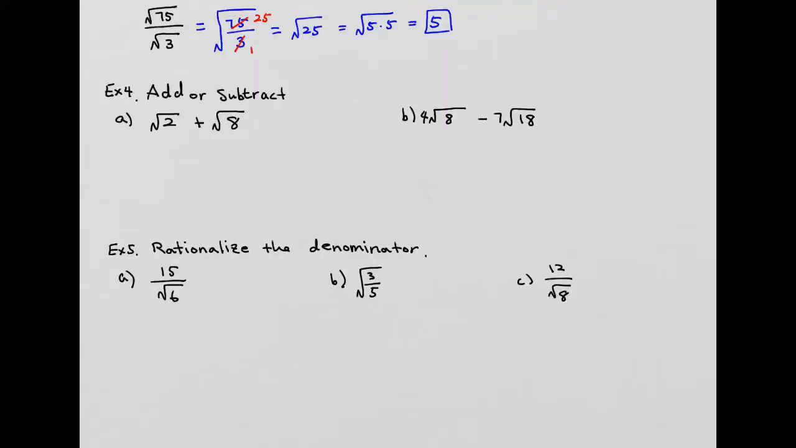What about adding and subtracting? So adding, subtracting, you have to have the same radical to add and subtract. When you say same radical, it means like you have to have the square root of 2 plus the square root of 2. Or if you have the square root of 5, you have to have the square root of 5 in order to add the number in front. So this is going to be 1, if you don't see a number, right? This is going to be 1. So this becomes 2 square root of 2. So you consider the square root of 2 as your units.